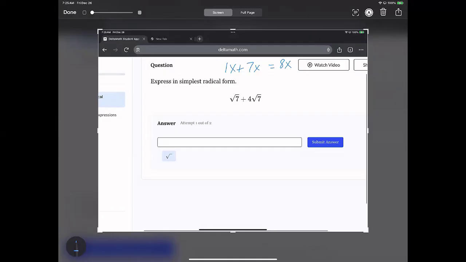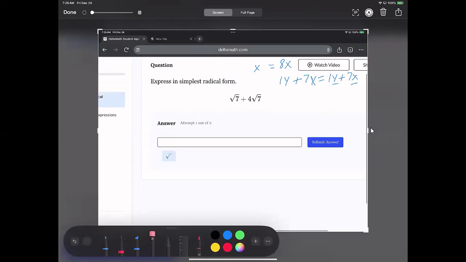In order to combine, add, or subtract radicals, they have to have the same radical part. If they don't, you can't combine them. So if we had 1y plus 7x, we can't say that's 8x or 8y. We can only rewrite it because they don't have the same variable. Likewise, if the radicals don't have the same radical part, then we can't combine them. Otherwise, we just take the coefficients and add them.